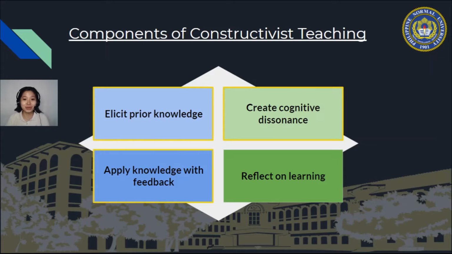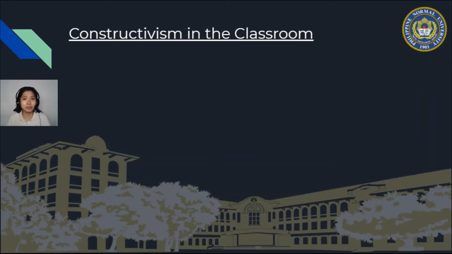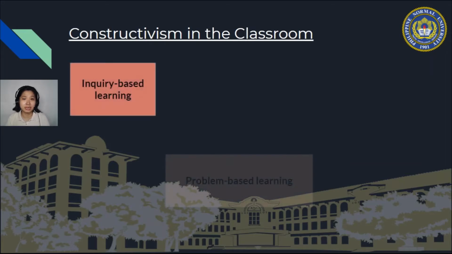The third component is to apply knowledge with feedback, wherein students will evaluate new information and modify existing knowledge. Next is to provide opportunities for students to reflect on what they have learned, which can be done through presentations or reflective essays. So, how do we apply constructivism in the classroom?